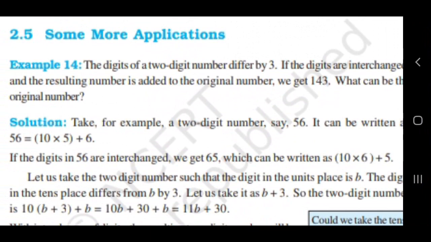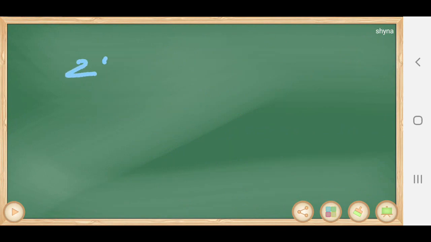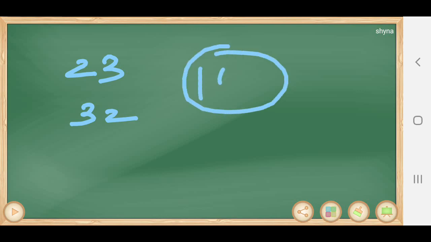Yes, a two-digit number. For example, 23. While interchanging the digits, 23 will become 32. It is given that after interchanging, if you add those two numbers, you have to get a sum of 143. 23 plus 32 is not 143. So you have to find such a number. If you get one number, we can interchange, then the sum will be 143.